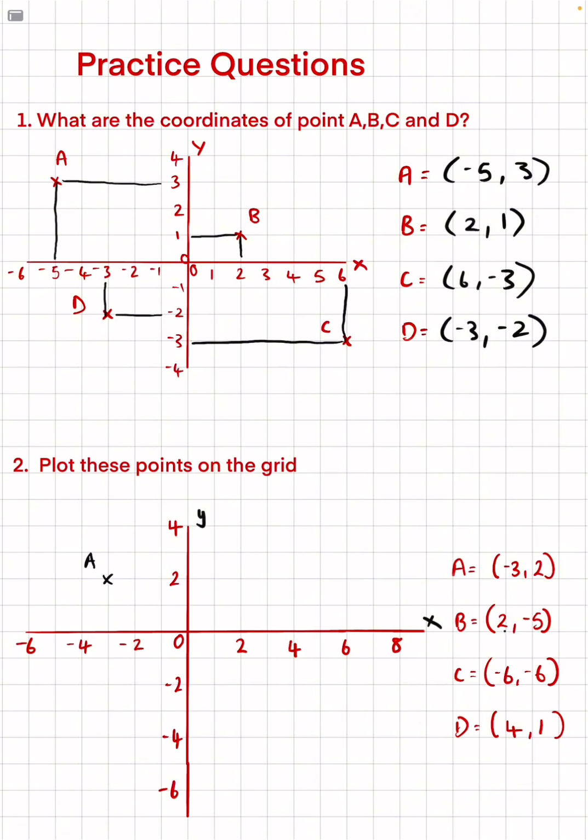Point B is (2, -5). So we've got 2 here on the x-axis and -5 here. And we can label this point B. Point C is at (-6, -6). So -6 on the x-axis and -6 on the y-axis. So point C is here. Point D is at (4, 1). We've got 4 here, and if we go up, we've got 1 here. And we can label this point D.